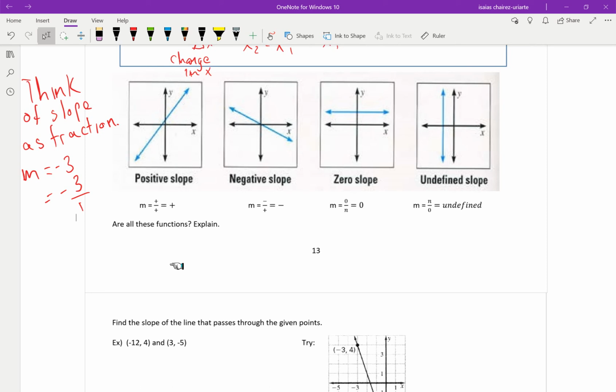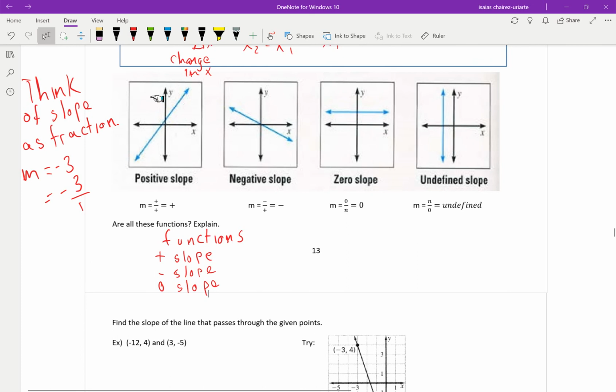Let's think about functions. Which ones are functions? I'm going to say positive slope, negative slope is a function, and 0 slope is also a function. Why? Because they pass the vertical line test.